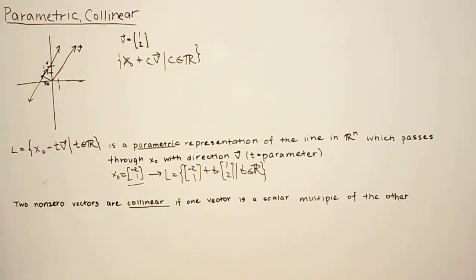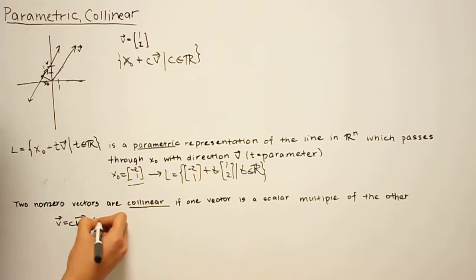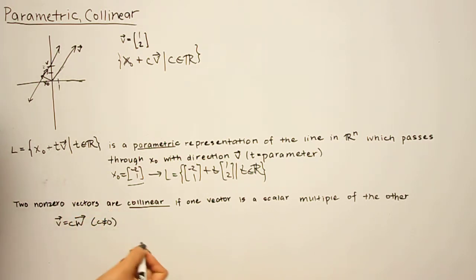So two non-zero vectors are collinear if one vector is a scalar multiple of the other. And actually this means both are scalar multiples of each other. So in general form, if v and w are vectors, and v is cw, where c does not equal 0, then v and w are collinear. We can also say that w is 1 over c times v.